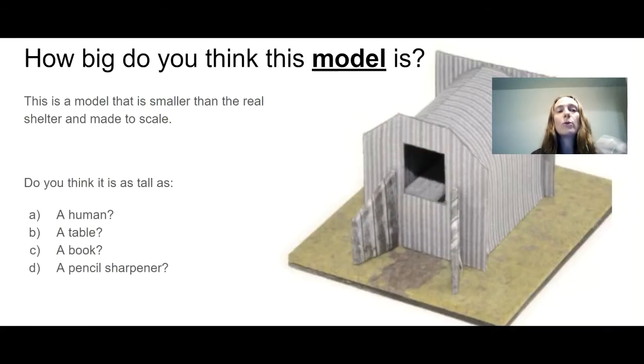And then there are a few questions about how big you think a model should be if you were going to make a model. There's an example on there. Do you think the model should be the size of a human as well, the same size as a real life Anderson shelter? Do you think it's more like the size of a table, a book, or a pencil sharpener? This one here in particular is probably about the size of a book. A pencil sharpener would be too small.